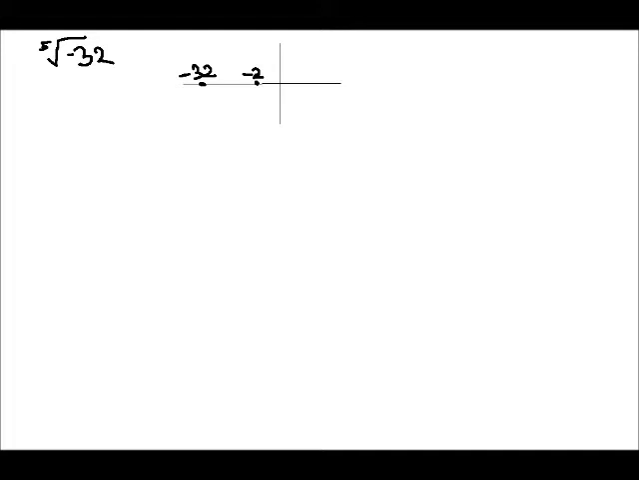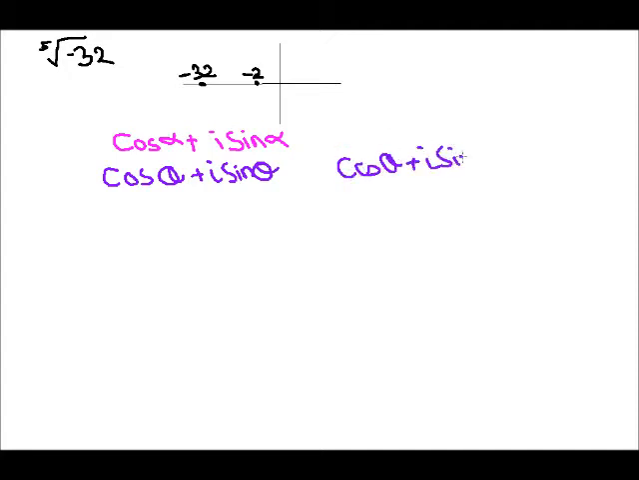Okay, right, let's be more general now, and let's say that our complex number is given by cos alpha plus i sine alpha. And let's say that the nth root of that will be general now. We won't say the fifth root, we'll say the nth root of that is another complex number given by cos theta plus i sine theta.